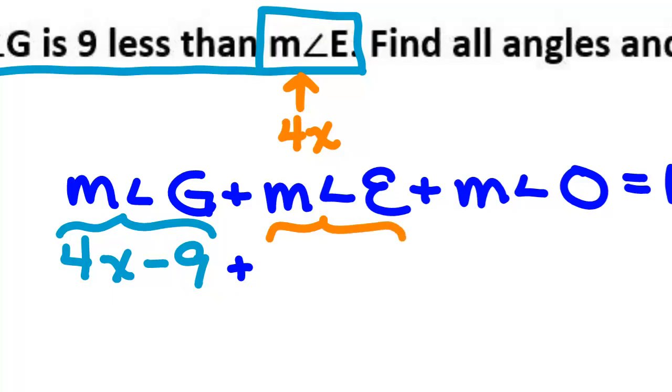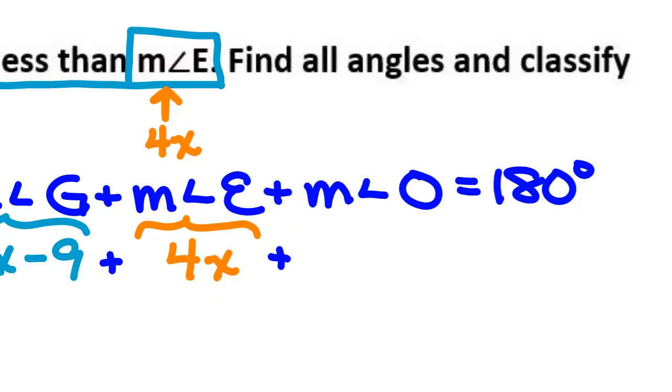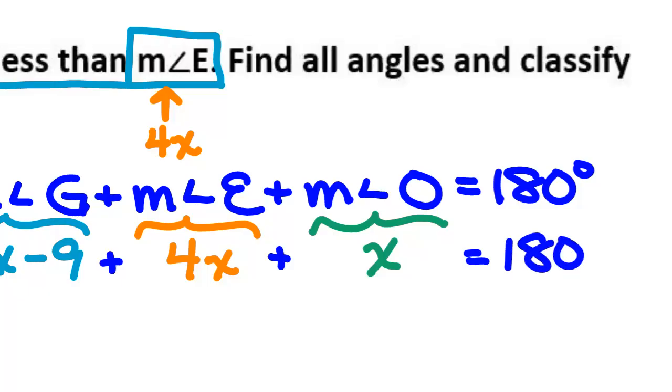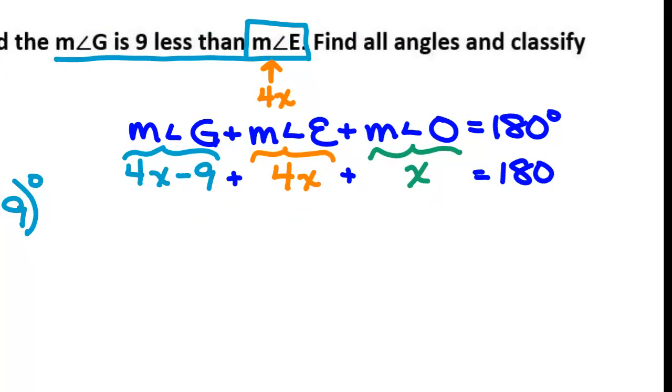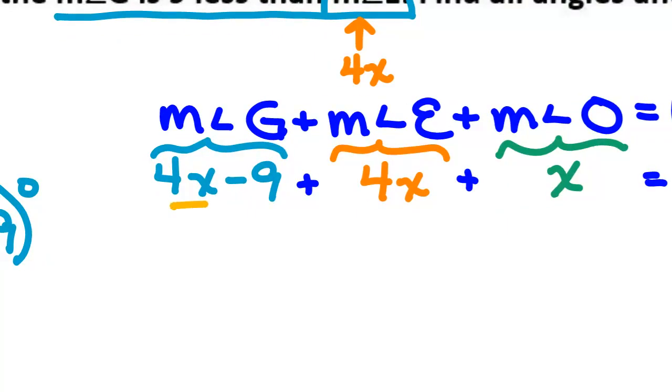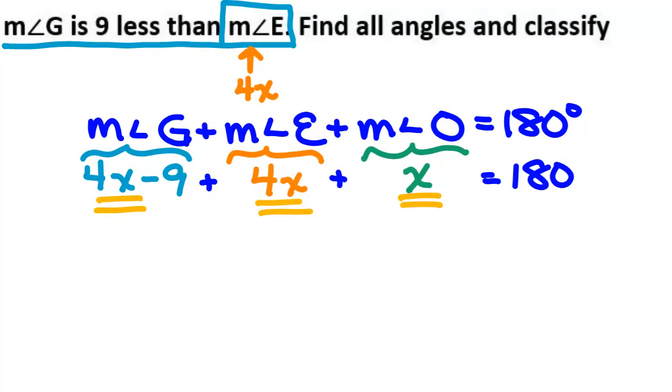In the place of the measure of angle E, I'm going to put 4x. And in the place of the measure of angle O, I'm going to put x. Set that equal to 180. Now I combine my like terms. I have 4x, 4x, and x. How many x's do I have?